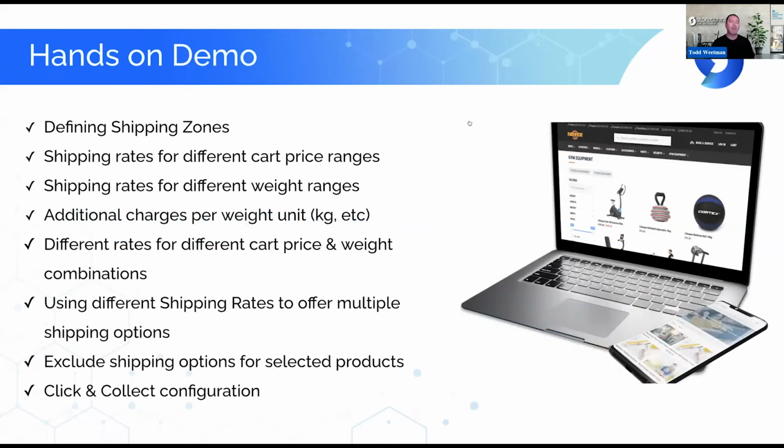So we're going to cover defining shipping zones, shipping rates for different cart price ranges, shipping rates for different weight ranges, additional charges per weight unit, different rates for different cart price and weight combinations, using different shipping rates to offer multiple shipping options, excluding shipping options for selected products, and we're also going to have a look at configuration.